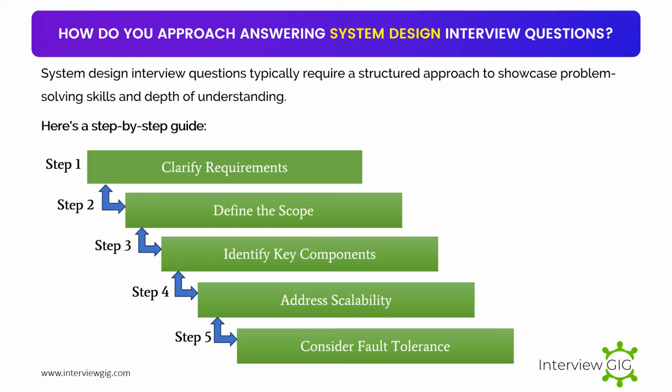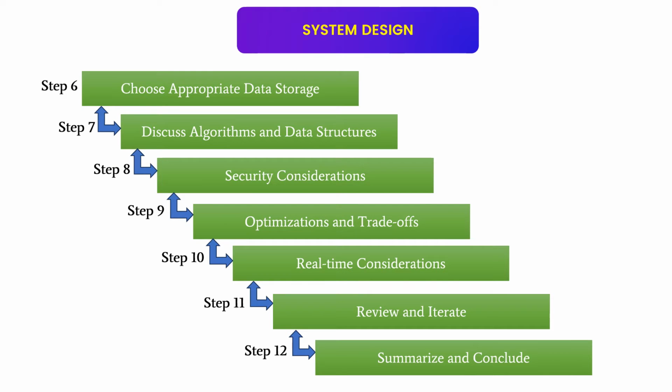Step 5. Consider fault tolerance. Account for potential failures in the system. Discuss redundancy, replication, and fault-tolerant mechanisms to ensure continuous operation. Step 6. Choose appropriate data storage. Select the right data storage mechanisms based on the requirements. Discuss the choice of databases, caching strategies, and considerations for data consistency.